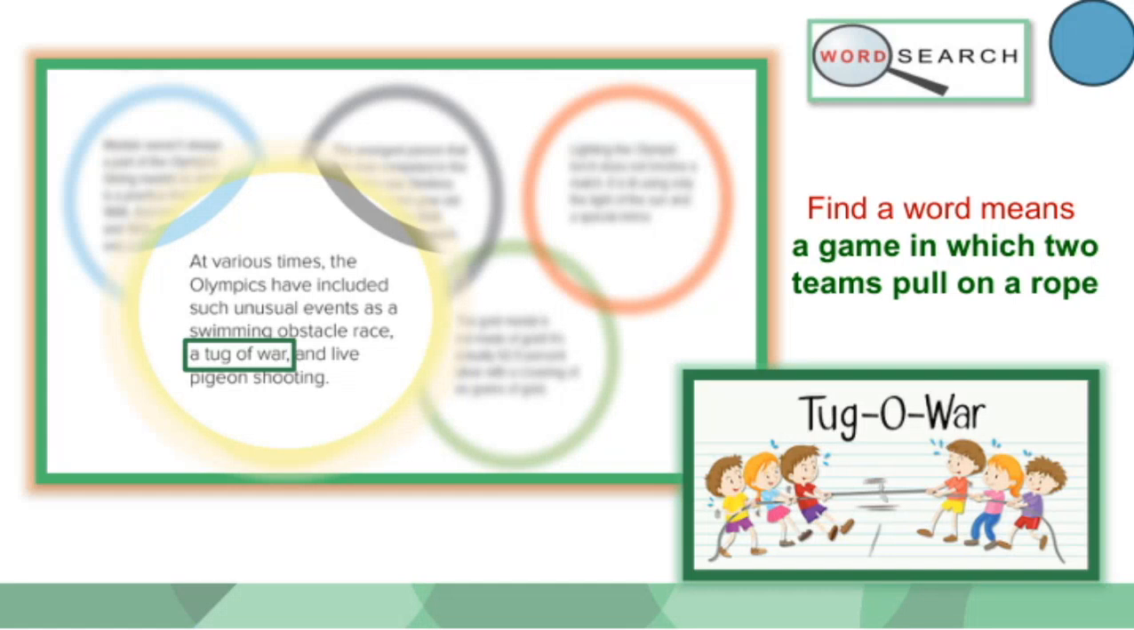Let's think about a word that describes a game where two teams pull on a rope. This is a classic example of a tug-of-war. It's a simple yet powerful metaphor for many situations where two groups are in direct competition, each trying to pull the other in different directions. This image helps us understand the concept of conflict or struggle in a very tangible way.